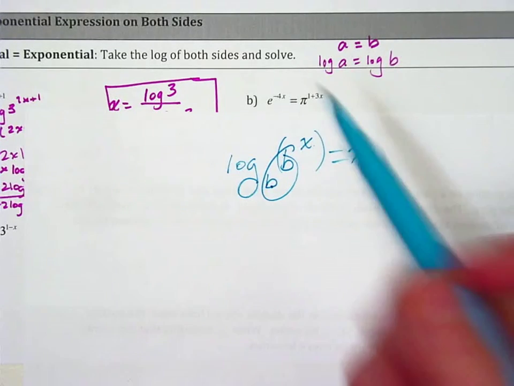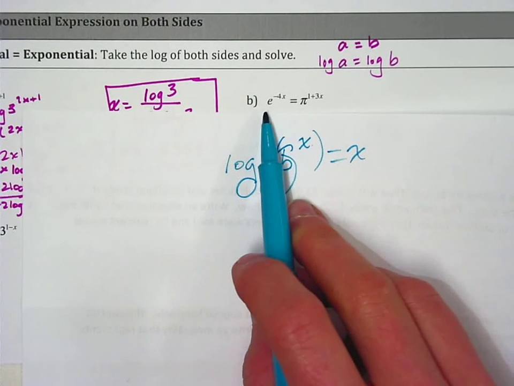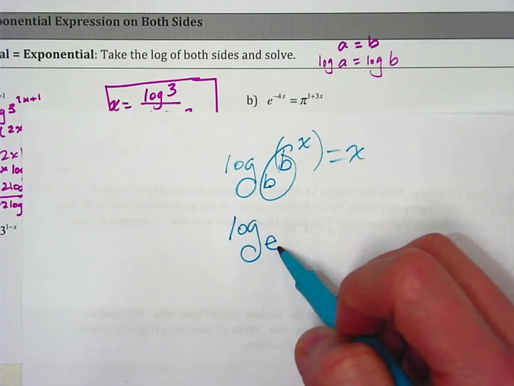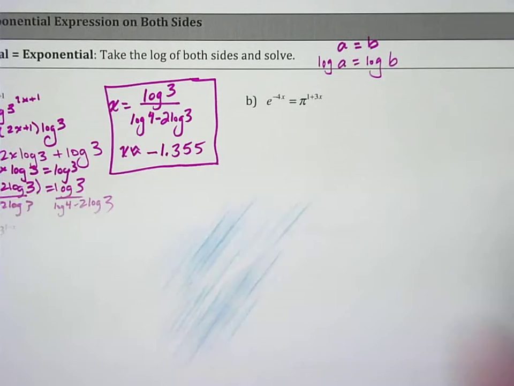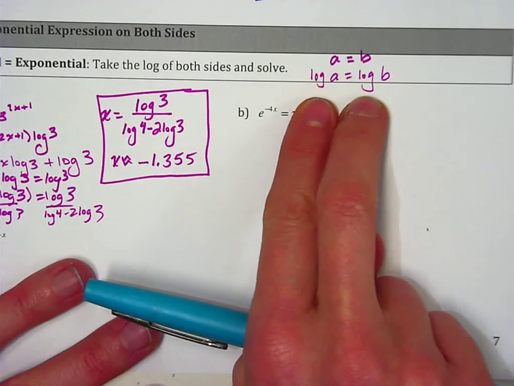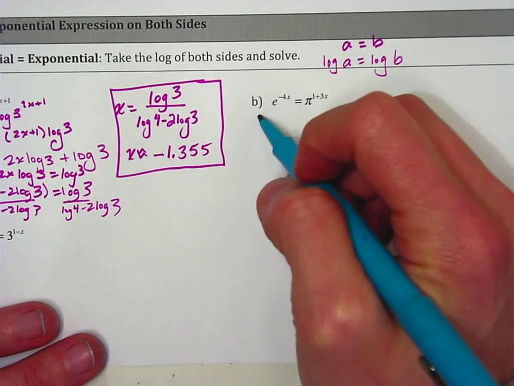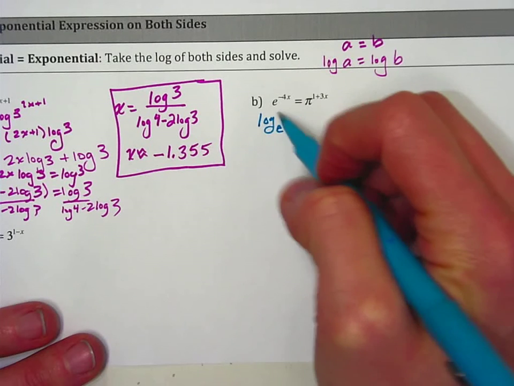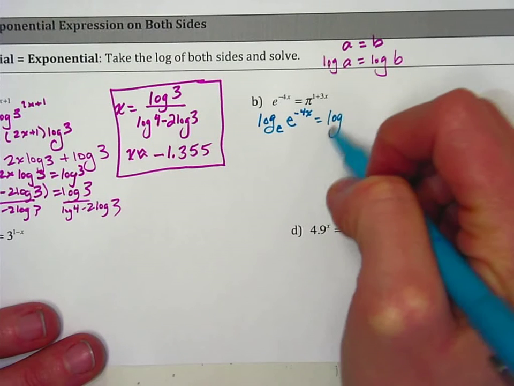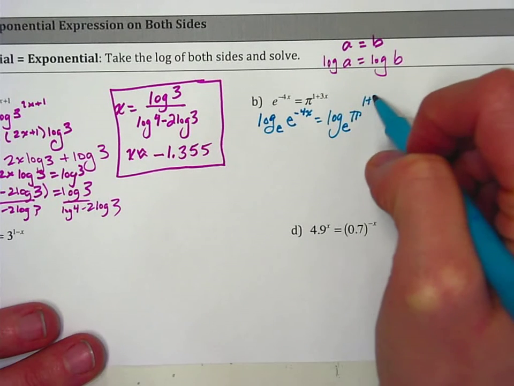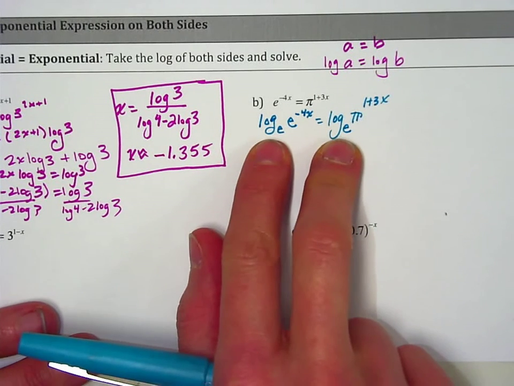Well, that's awesome here because, especially if you don't have the newer operating system, if you have an e here, then that's really log base e of e to the negative 4x. Well, if those match, then my answer is 4x. So when we take the logs of both sides, we can pick whatever base we want. So here I'm going to do log base e on purpose of e to the negative 4x equals log base e of pi to the 1 plus 3x. Because again, if I take the log of one side, I also have to do it to the other side, and I need to make sure that they are the same base.